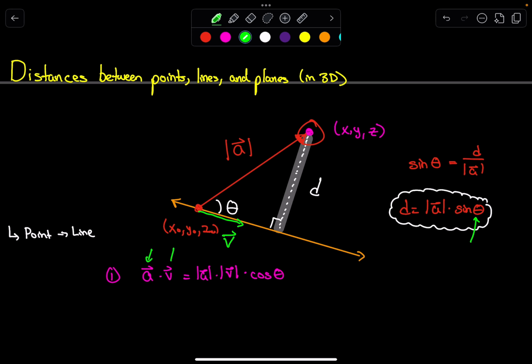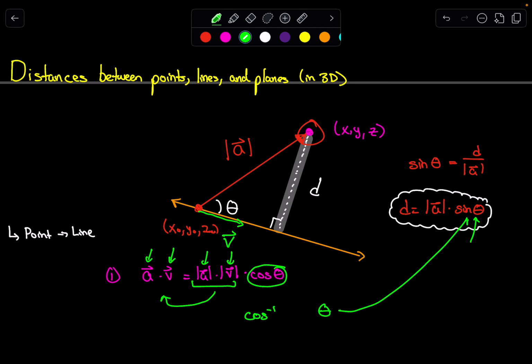I created A. V is part of the line. I can solve for this magnitude, solve for that magnitude. And then how do I get cosine? I move this stuff over to the left side, and then I use the inverse cosine on both sides to solve for theta. And then once I have my angle, I can plug it in, calculate sine of it, and solve for D, right? It would be a little messy, but we could do it.